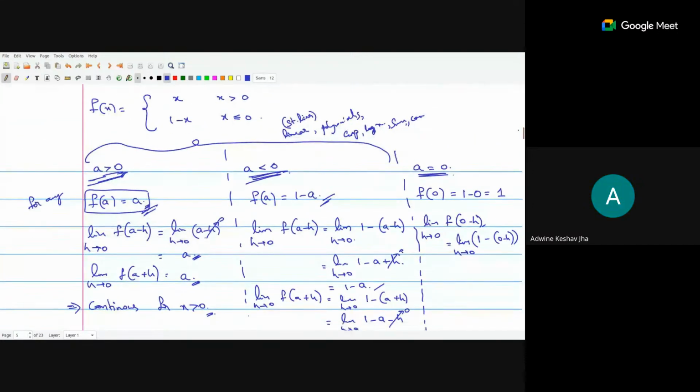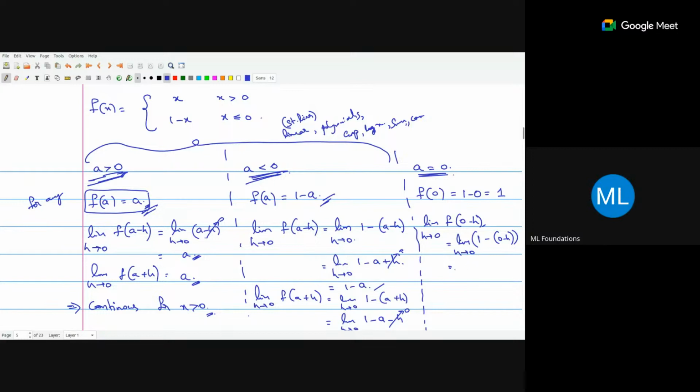Sir, 1 minus x is a linear function, no? 1 minus x is a linear function, right? And how can it be non-continuous, sir? 1 minus x is when x is less than 0, right? So this condition is also to consider, that x is less than 0, then it is not true.